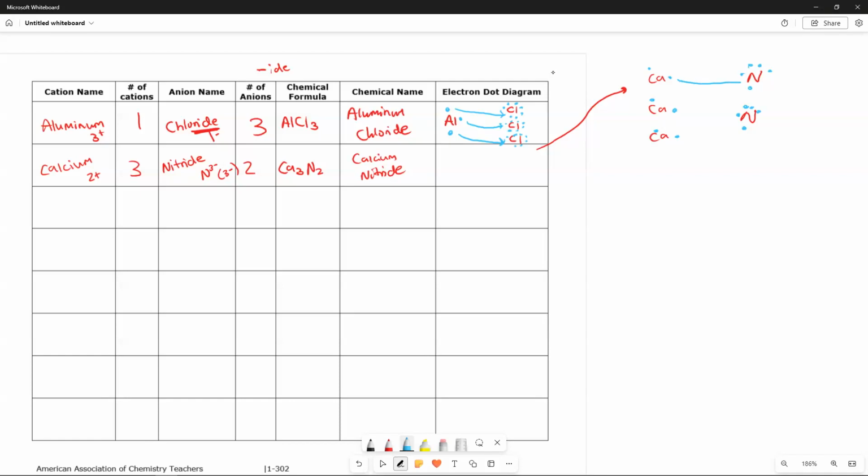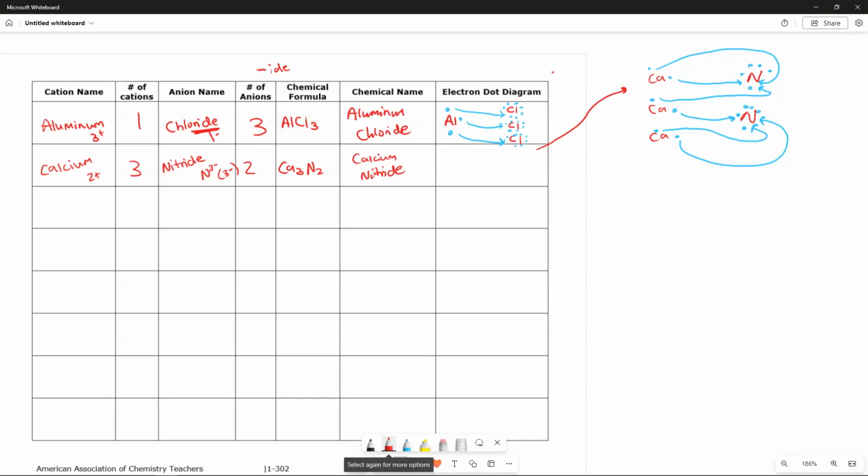This one's going to go right over here. This one's going to go right over here. This one's going to go right over there. Alright, same deal with this calcium. One's going to go here. This one's going to go right there. And this one goes right there. Alright, and that is your electron dot diagram for calcium nitride. Moving on to the third one.